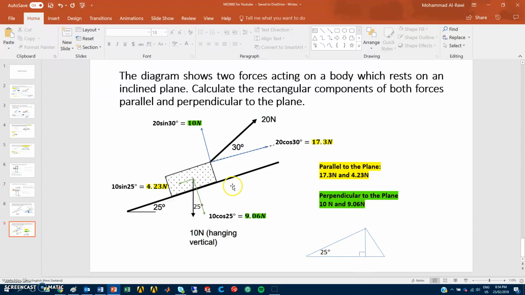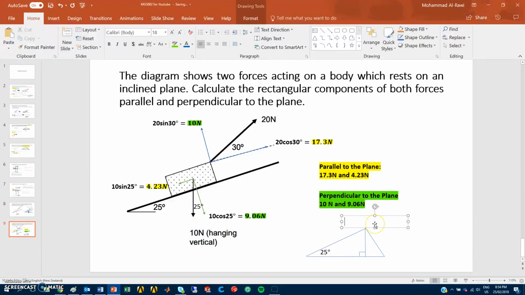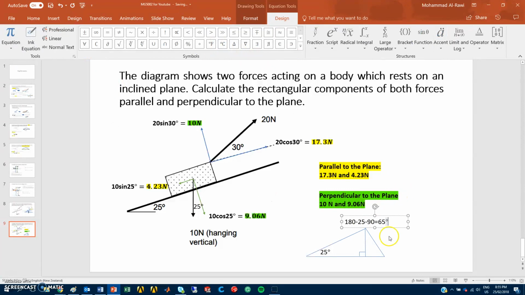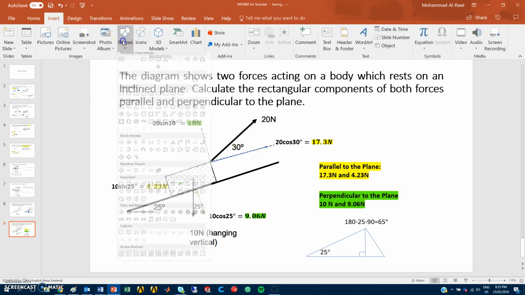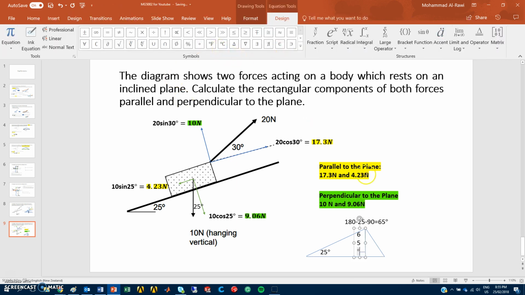If the total is 180, let's write this down so we can understand the angle for this one. So 180 minus 25 minus 90 degrees, I will use my calculator to make sure I'm getting the right answer. 180 minus 90 minus 25 will be equal to 65 degrees. So that angle represents this direction, and I will put this angle very clearly here. This one represents 65 degrees.